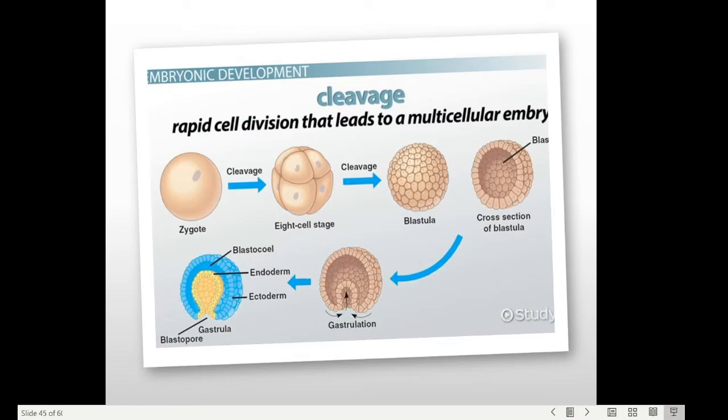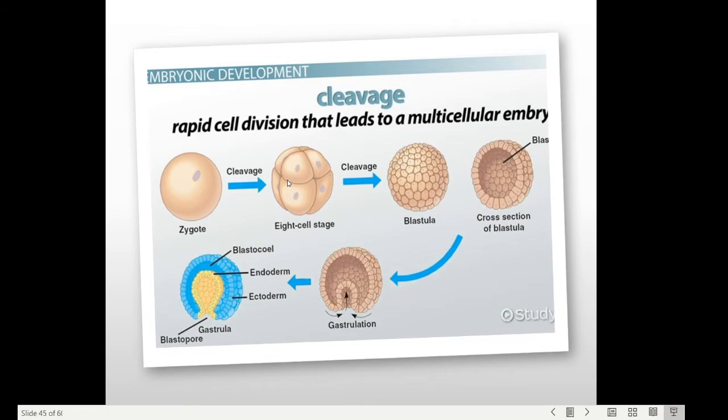Then cleavage is called rapid cell division. This rapid cell division happens after the zygote formation. The cleavage happens in every step. After the 8 cell stage, it rapidly divides into the blastula. That blastula has an internal space. Gastrulation is a very important thing, and cleavage and gastrulation are both the most important terms in cell development.